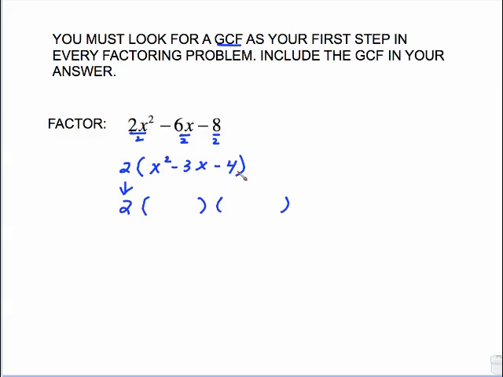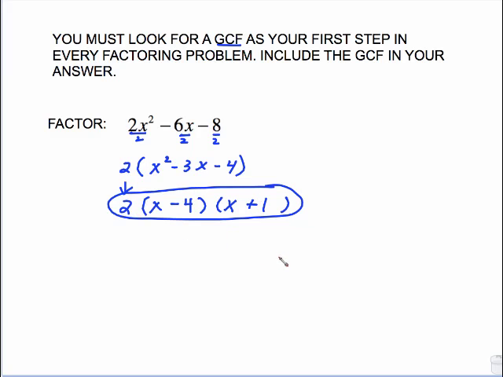And then treat this just like we did a minute ago. We have an x in the front. Middle sign is negative. Last sign is negative, which tells me the signs are different. And then I'm saying what multiplies to give me 4, which subtracts to give me 3, will be 4 and 1. And that's my whole answer, including the GCF. Do not drop the GCF out of your answer.